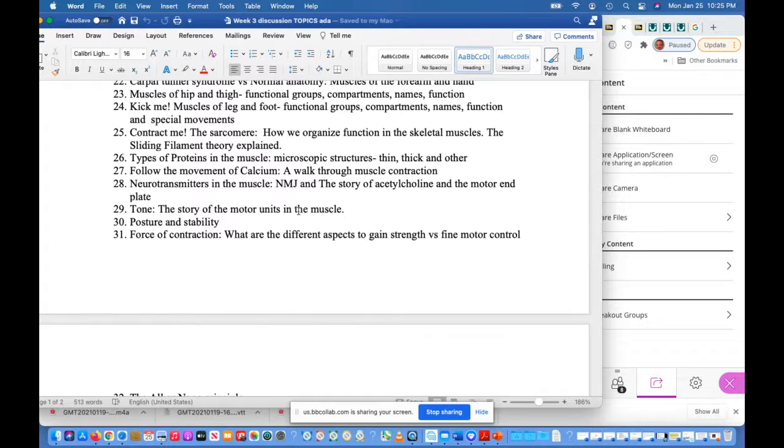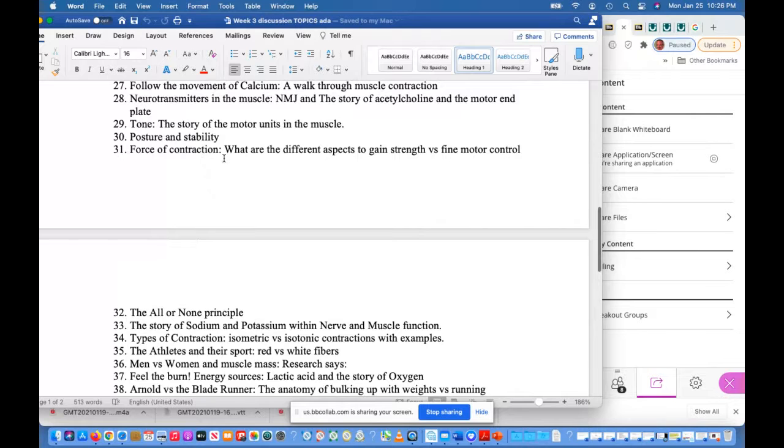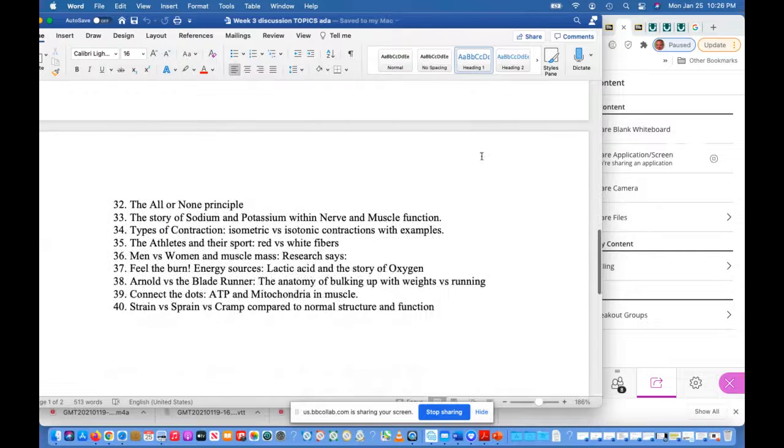The tone of muscles, maybe you'll talk about hypotonia, hypertonicity, muscle spasms, things like that. Posture and stability, the force of contraction. What are the different aspects of gaining strength versus fine motor control?